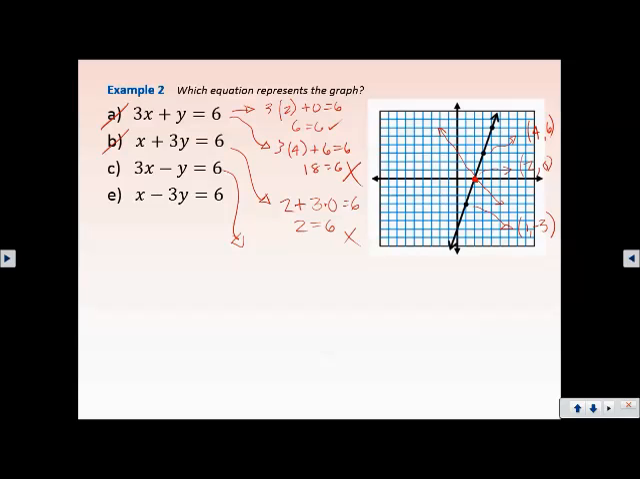Alright, let's try the next one. I'm going to try 2, 0 again. 3 times 2 minus 0 equals 6. 6 equals 6. Alright, that's looking promising. One of those points works. Let's try another one as well. Let's try the point 4, 6. 3 times 4 minus 6 equals 6. I get 12 minus 6 equals 6. 6 equals 6. That works as well. So we know that these 2 points are both on this line. And so we know that has to be the equation of that line.